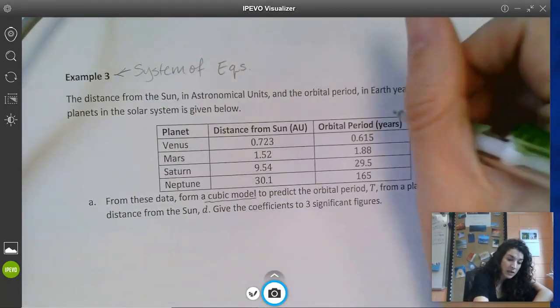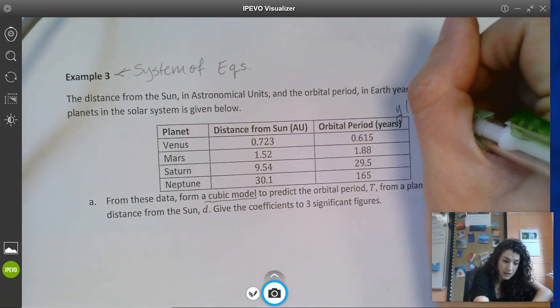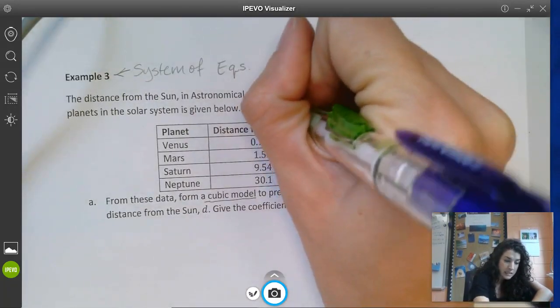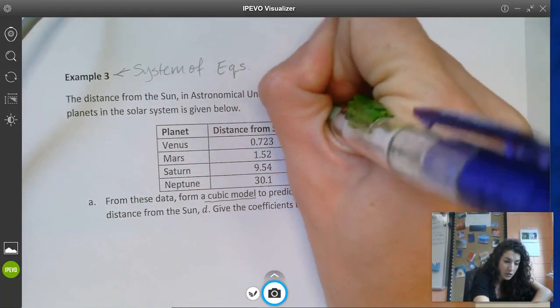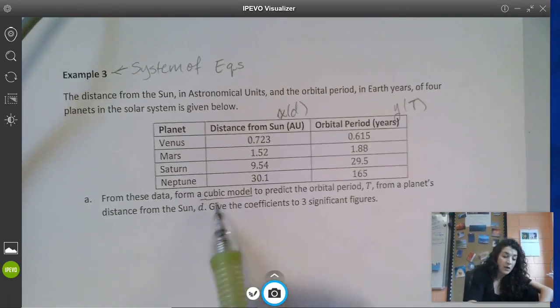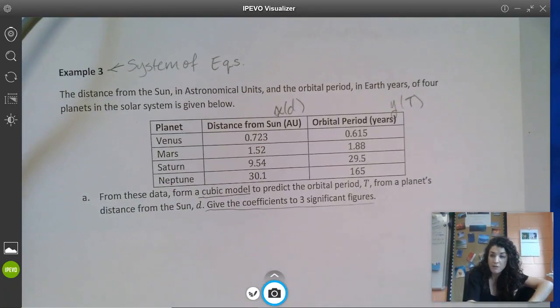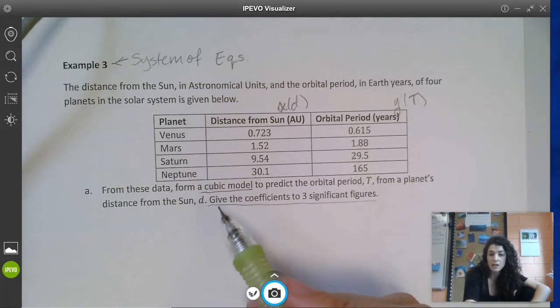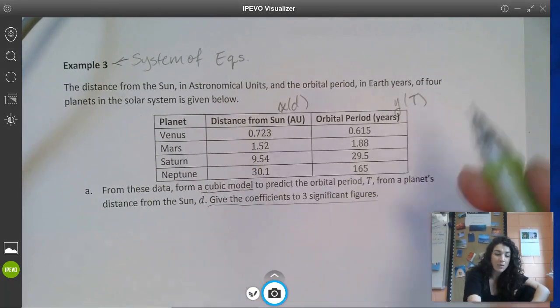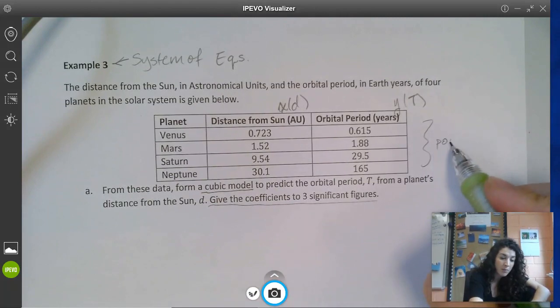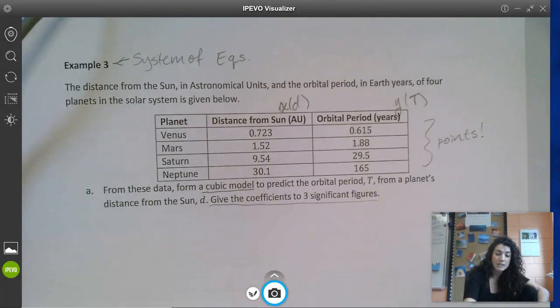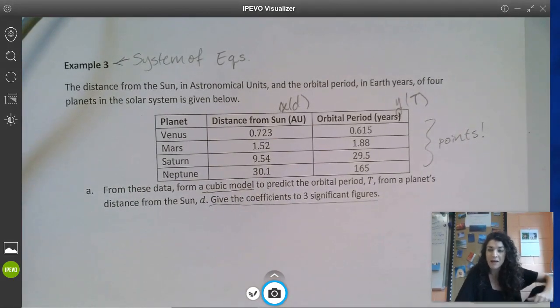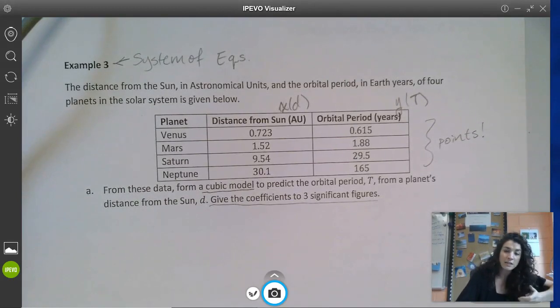So if orbital period is kind of like our y, which is T, and distance is kind of like our x, which we're going to use D. We're going to give the coefficients to 3 significant figures, which means all of our answers are going to be 3 sig figs. We want to find a cubic model. And if it gives us a table, it's just points. Whenever you see a table provided to you in a problem, that is your first hint that it's going to be a system of equations. Why? Because a table is just a fancy way of presenting points to you.